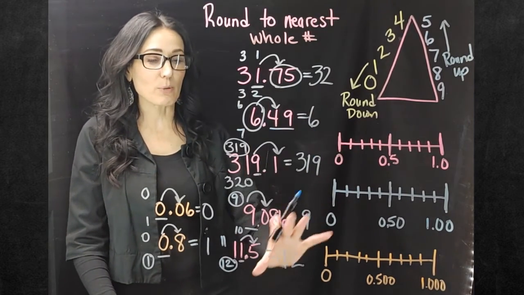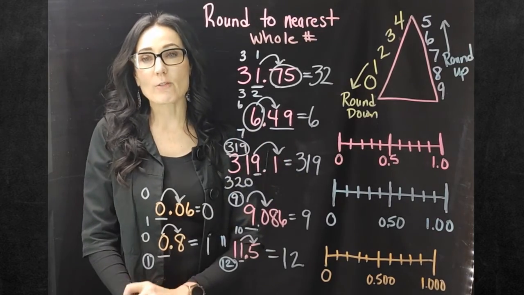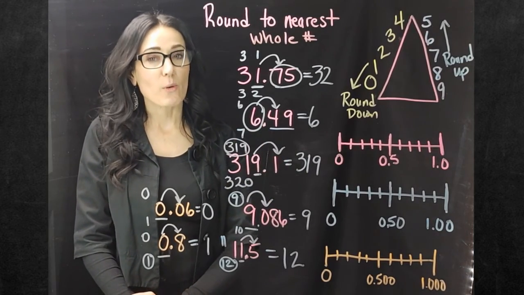So this is just a brief introduction of how we round numbers to the nearest whole number when you have a decimal.